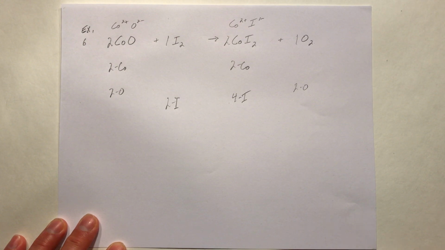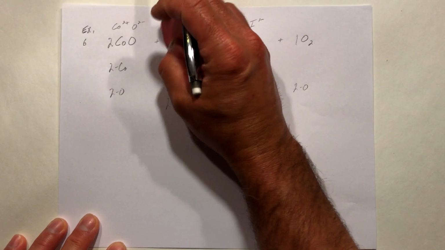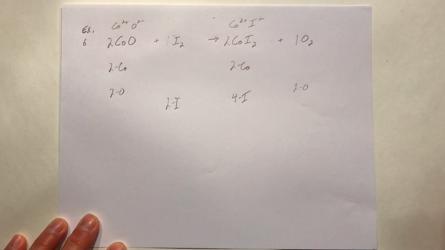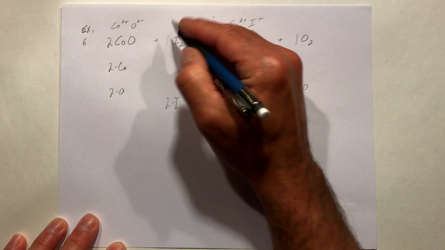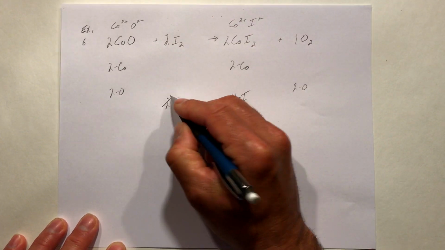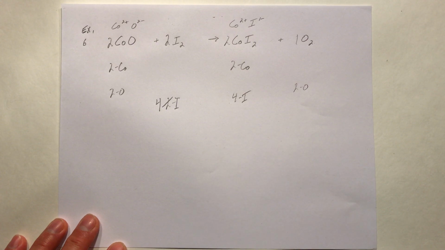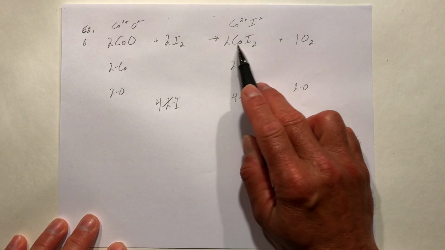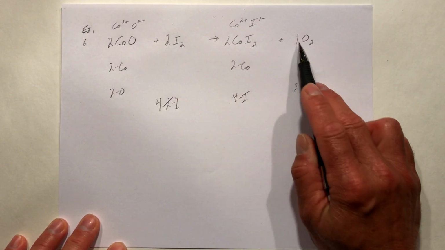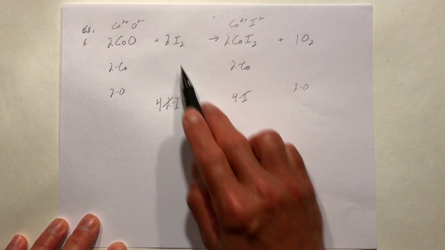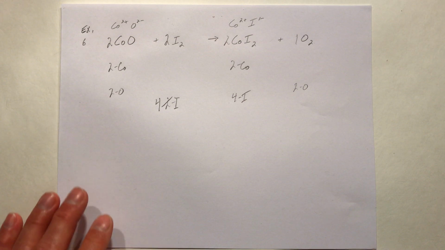So we need to make the I atoms equal, and we're going to do that by changing this coefficient. What times 2 equals 4? Well, you have to put a 2 there. So that would make 4 I and 4 I atoms on both sides. And now we have a balanced equation. 2 Cos, 2 Cos, 2 big O's, 2 big O's, 4 I's, 4 I's.